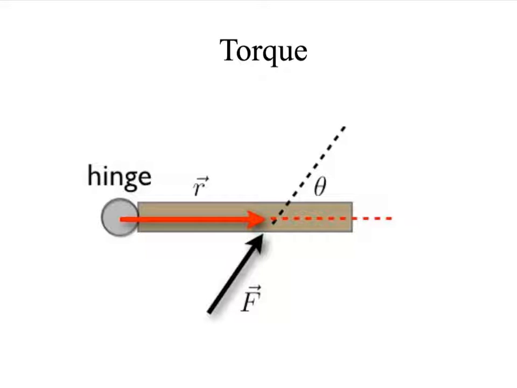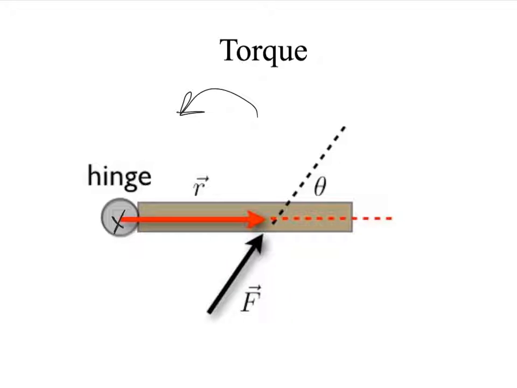So when we first see torque, what we have is some sort of object that can rotate, and there's going to be some point about which the rotation will take place. That is going to be the axis. In this picture we have a hinge and we have this bar, and so of course the bar could rotate about the hinge. There's a force acting on the bar, and the way that it acts, it is going to cause things to rotate about this way.